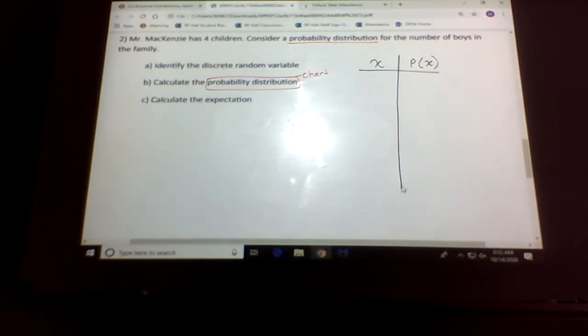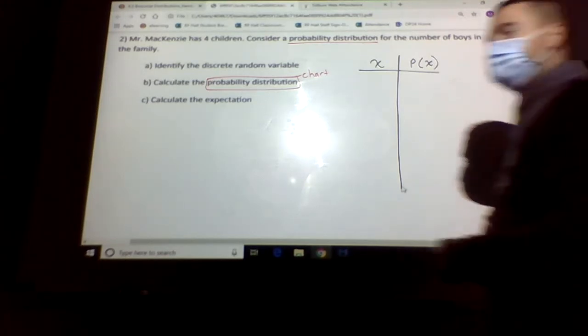Okay, so what are my possible outcomes if I had 4 children with regards to the number of boys? How many could I have? 4. Okay, I can have 4 boys. I can have 0, so everything from 0 to 4. I can have 4 children, I can have all girls, so that'd be no boys.